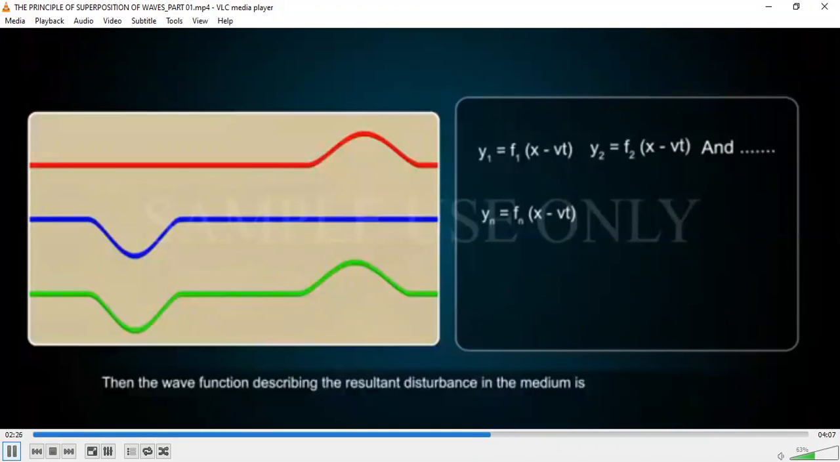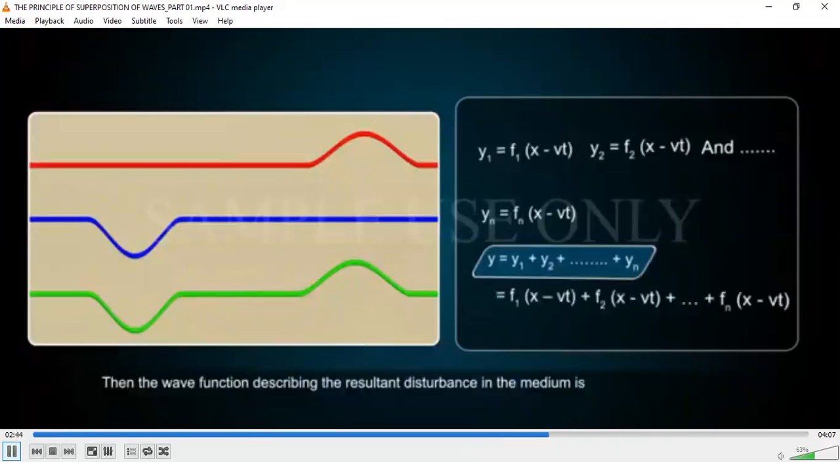Then the wave function describing the resultant disturbance in the medium is y equals y1 plus y2 plus so on plus yn equals f1 of x minus vt plus f2 of x minus vt plus so on plus fn of x minus vt equals sigma i equals 1 to n of fi of x minus vt.